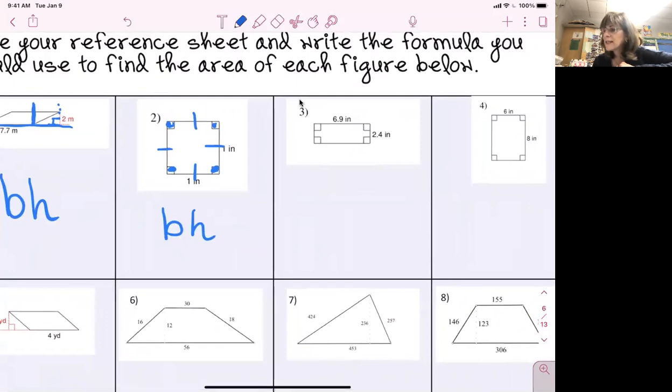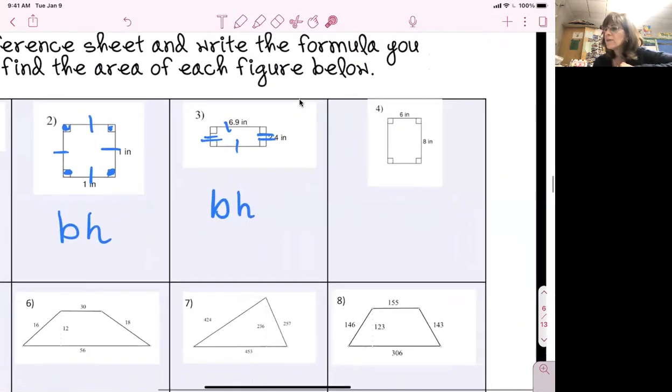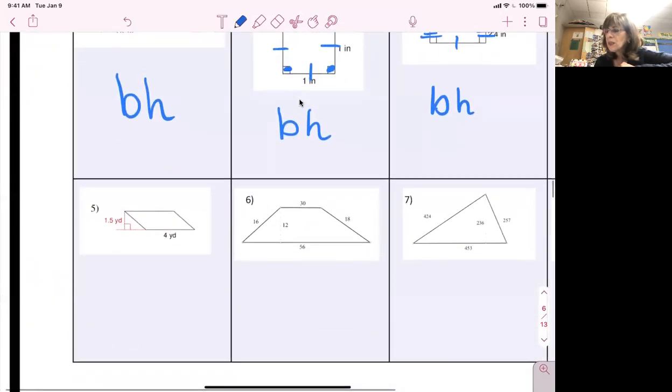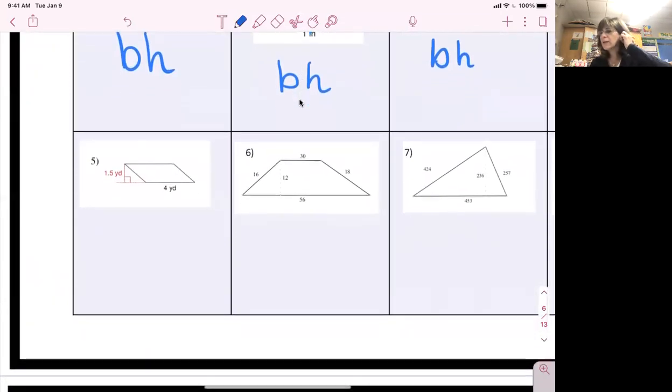Okay, the next one again is base times height, and that's a rectangle, which means that this is equal to this, and this is equal to this. Did you notice that I put 2 ticks here and 2 ticks there because they're equal? 1 tick, 1 tick. So again, we have another rectangle. 1 tick, 1 tick, 2 ticks, 2 ticks, and it's base times height. Okay, another parallelogram, and here again is the height. Let's see if I can trace over that right here, 1.5, because it's meeting the base at a right angle, so it's just base times height.